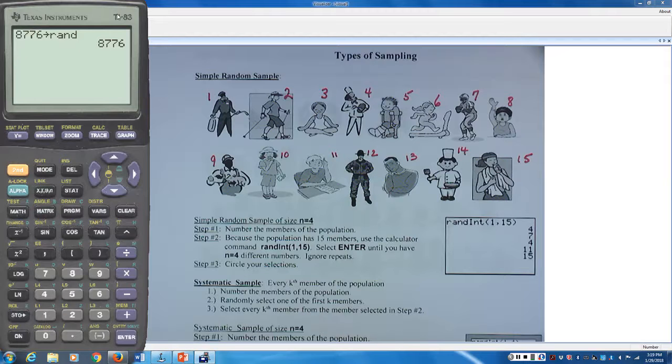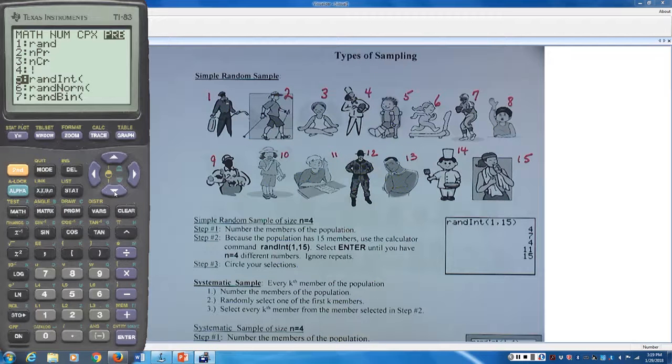And the way that I randomly choose 4 of those people is I go on my calculator to the math menu, but I don't use the first thing that pops up. I go over to the PRB, the probability menu. And I don't use the one at the top because that gives me a big long string of decimal numbers. And I'm not needing decimal numbers because I'm counting people. 1, 2, 3, 4, 5. So what I want is random integers.